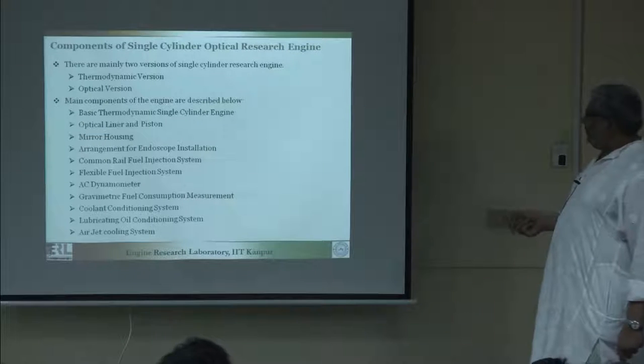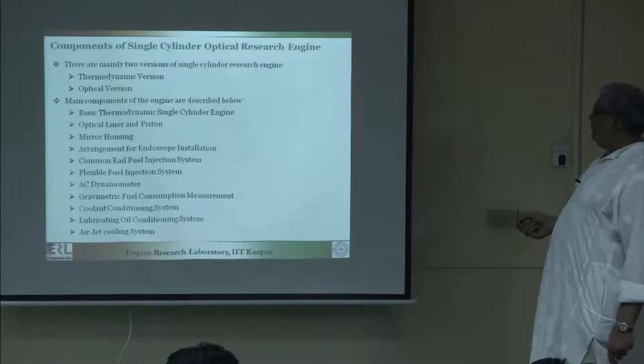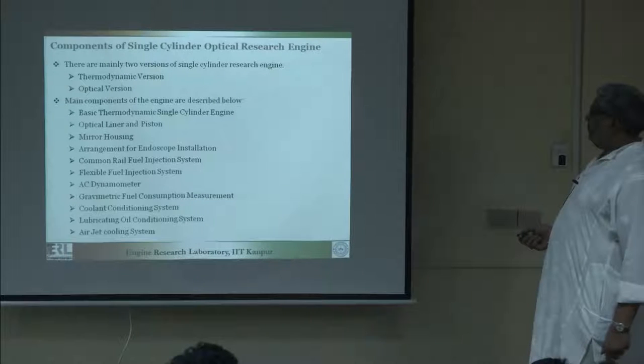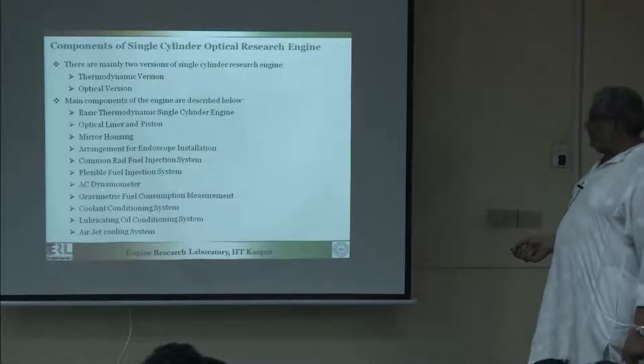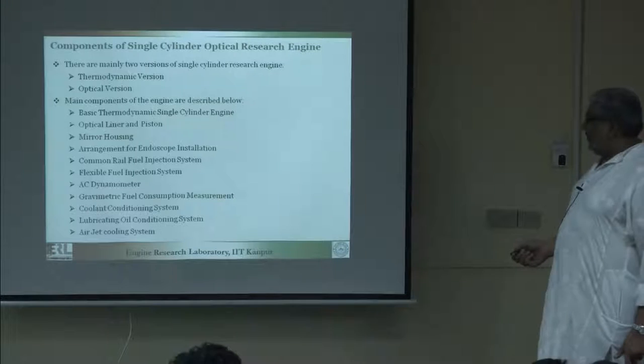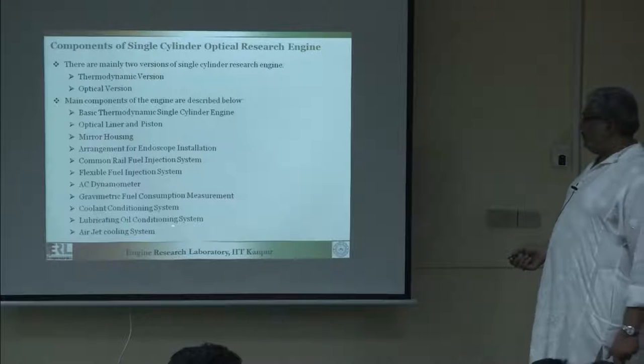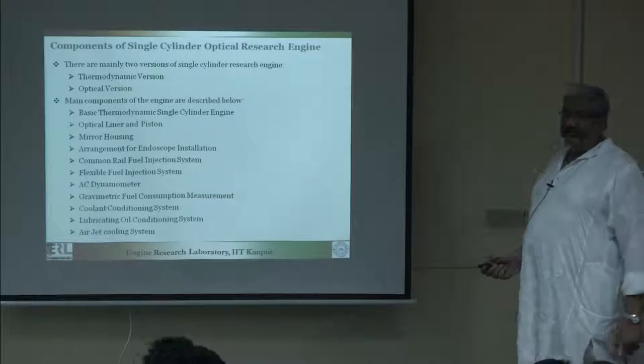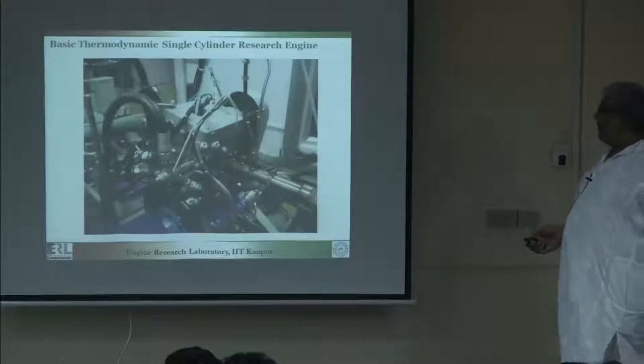So, I think these are the components I mentioned. There is a basic thermodynamic single engine, then optical liner and piston, mirror housing, endoscopic installation, common rail system, flexible fuel injection system, AC dynamometer, gravimetric fuel consumption measurement, coolant conditioning system, lubricating oil conditioning system, air jet cooling system. So, this is the scary part of setting it up. It took about 5 years for us. No manufacturer in the world gives them as one package. You have to buy each one of them separately, and then you have to take care of the integration and communication between these components. So, that makes it very challenging.